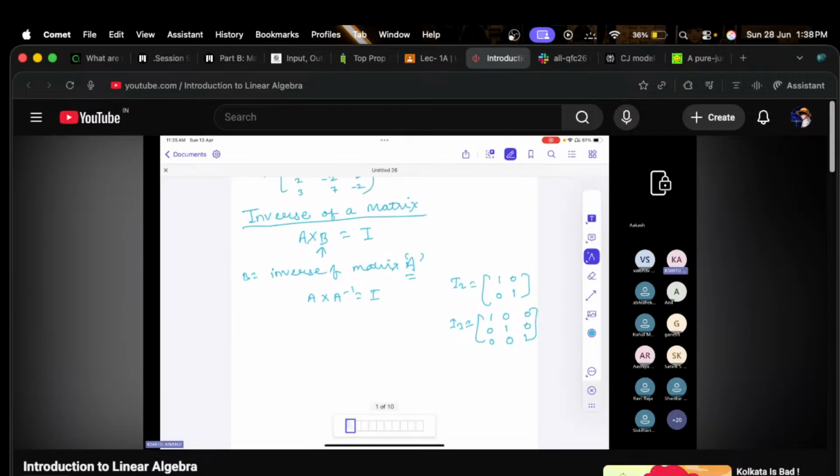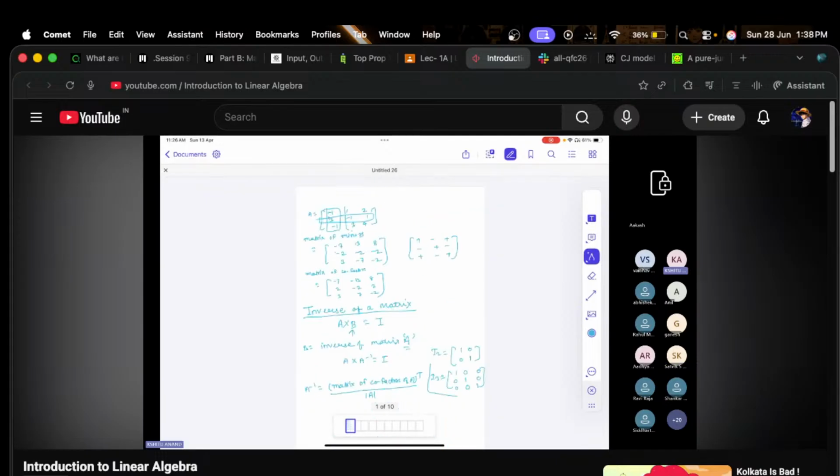And to find out the inverse of a matrix A, what you need to do is take the transpose of the matrix of cofactors of A, that transpose, okay, divided by its determinant, okay? So that will be the inverse of matrix A, okay? Any doubt? So can anyone quickly find out the determinant of matrix A?